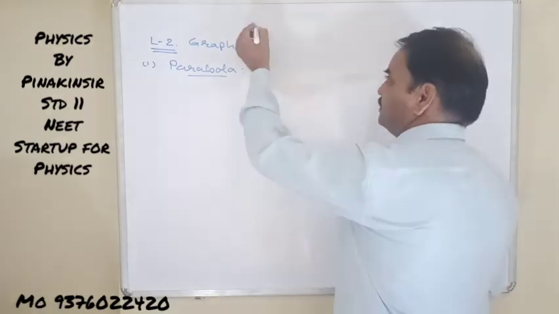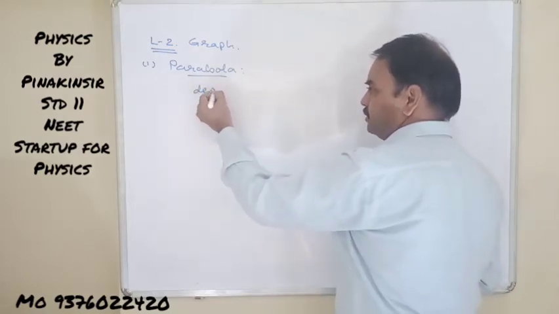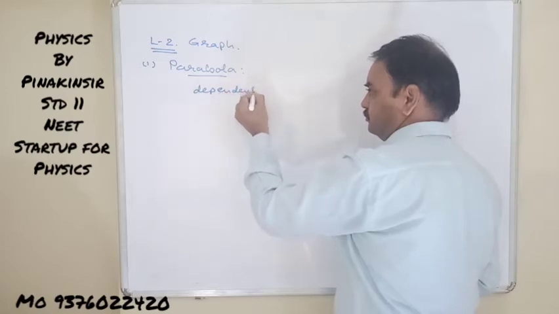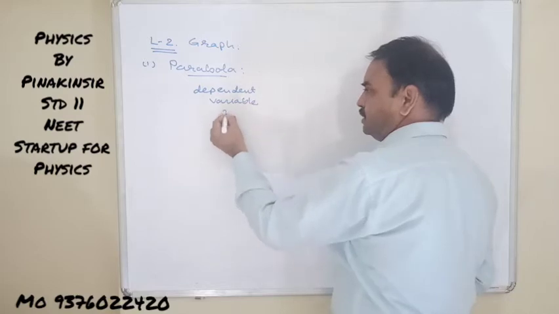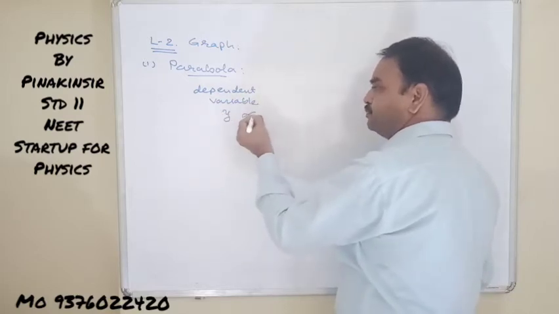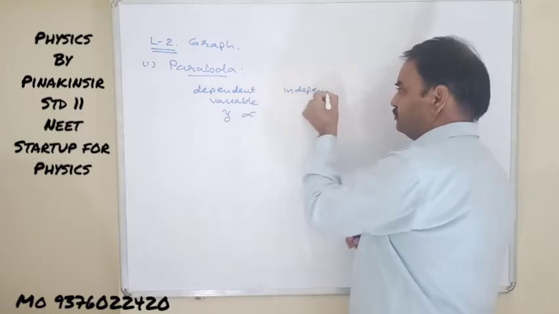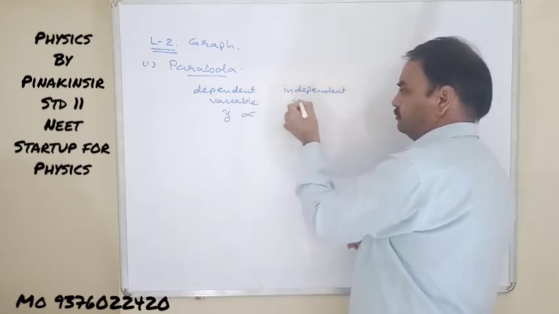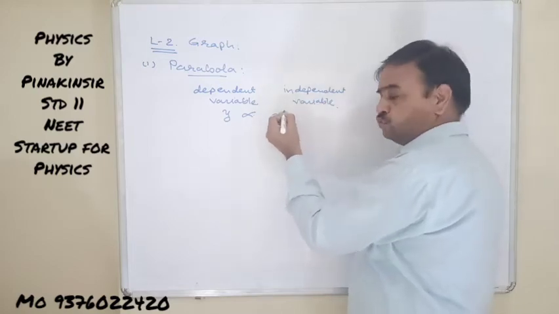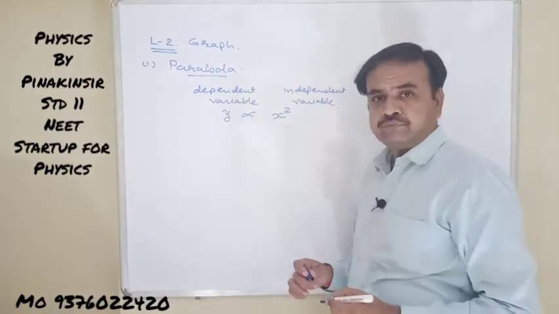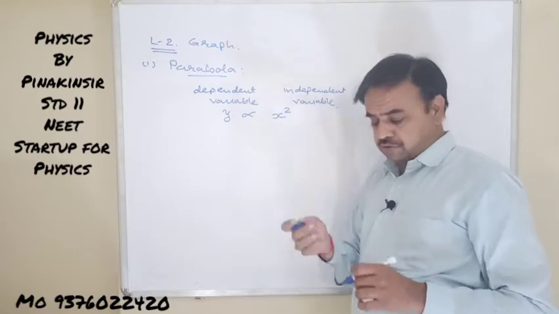We can say that if the dependent variable, say y, is proportional to the independent variable x to the power 2, then this particular expression will not be linear, it may be quadratic.